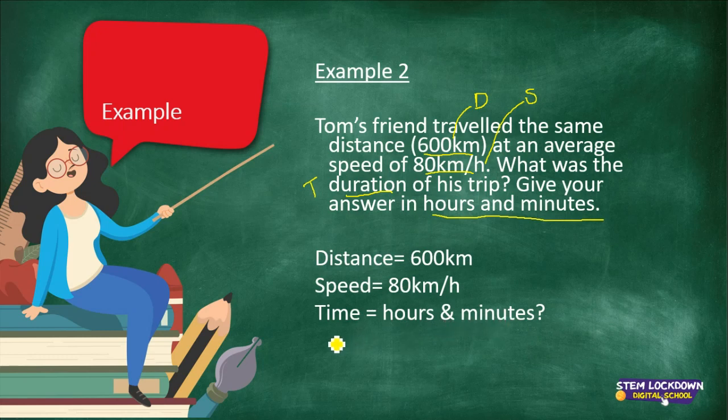So what you do, write your formula. Speed is equal to distance over time, right? Now you need to be very, very careful. Let me write it here. I want time, but time is currently on my right hand side, right? So don't manipulate your formula, substitute as is. So my speed is 80. For speed, write 80 kilometers per hour.